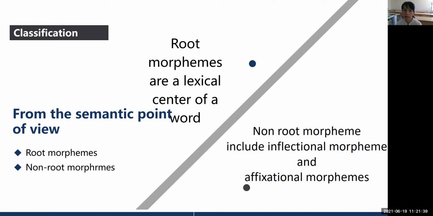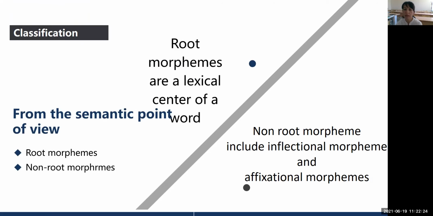Now let's take one word and analyze it. For example, the word useless. Here use is a root morpheme and less is a non-root morpheme. A root morpheme has its own meaning, so it is considered the lexical center of the word. But a non-root morpheme doesn't have its own meaning. It is added at the end of the word. And non-root morphemes are divided into two groups: inflectional morphemes and affixational morphemes.